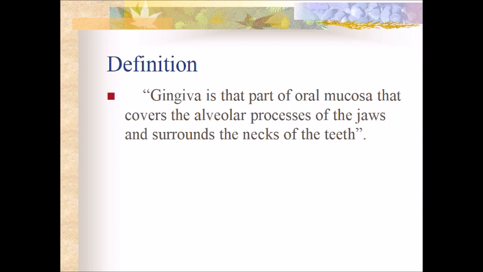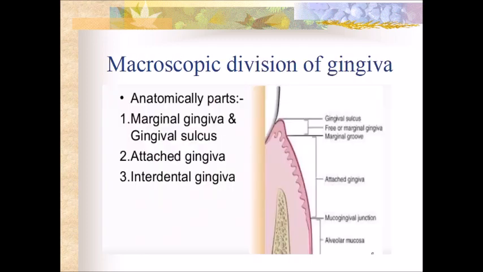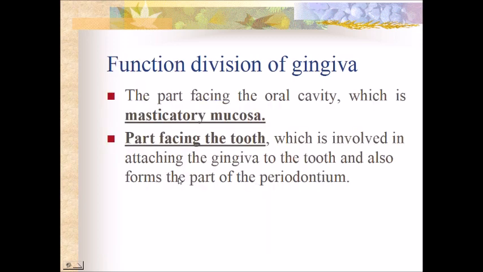Definition of gingiva. Gingiva is the part of oral mucosa that covers the alveolar process of the jaw and surrounds the neck of teeth. Now, macroscopic division of gingiva. The gingiva is divided anatomically into marginal gingiva, then attached gingiva, that is firmly attached onto the surface of tooth and bone, and then interdental gingiva. So the anatomic parts are marginal gingiva and gingival sulcus, attached gingiva, and interdental gingiva.